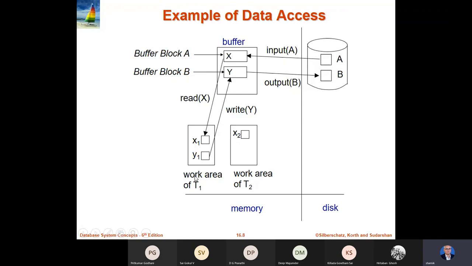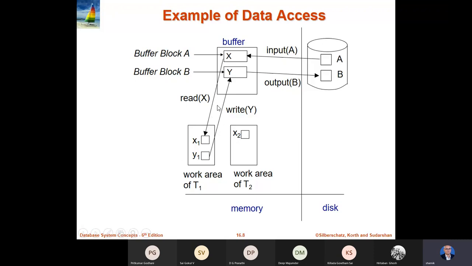So the recovery mechanism should be able to automatically ensure that whatever value was written by T1 in the buffer block, and possibly not flushed to the disk block before the system crash, T1 should not have to be redone by the user. We'll see what it means to do redo and so on.